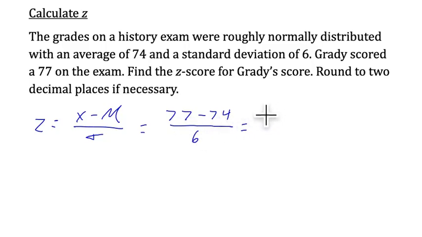77 minus 74, that's 3. And 3 divided by 6 is 0.5. So his test score is 0.5 standard deviations above the mean, or half a standard deviation above the mean. Once again, nowhere near being an outlier, because this would need to be above 3 to be considered an outlier.